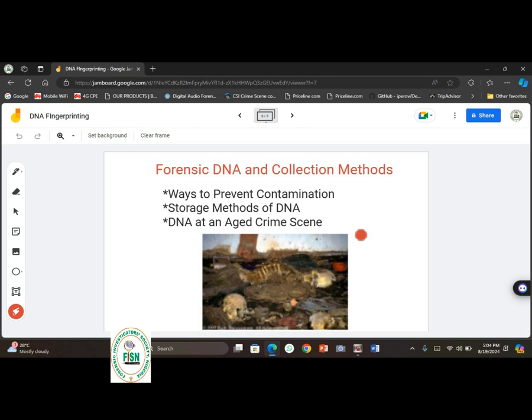So how do we prevent contamination? In fact, contamination is one of the greatest risks that the evidence must be guarded from. If your sample of evidence is found to be contaminated, it will be thrown out of the court, as evidence that is contaminated cannot be accepted in the courtroom. So contamination can occur at the crime scene during packaging.